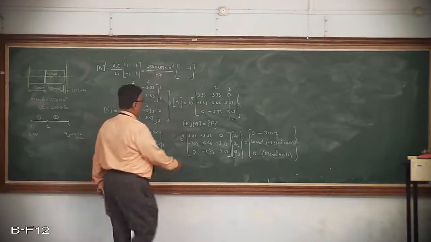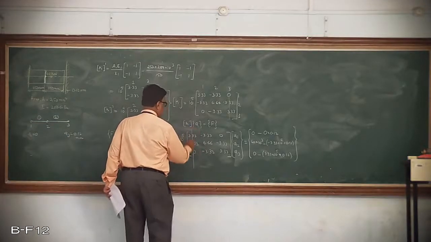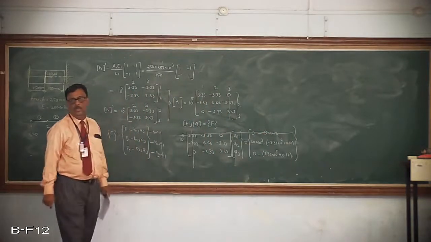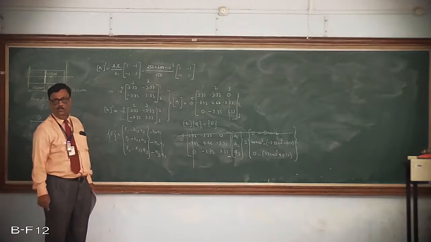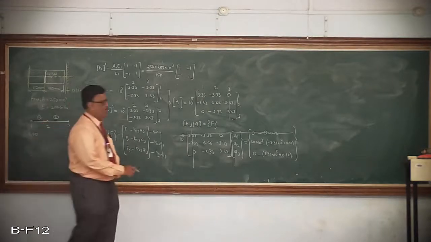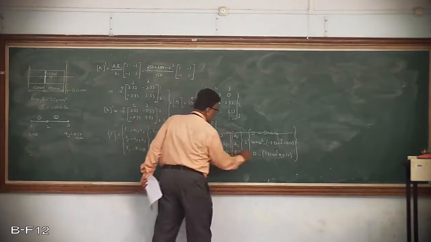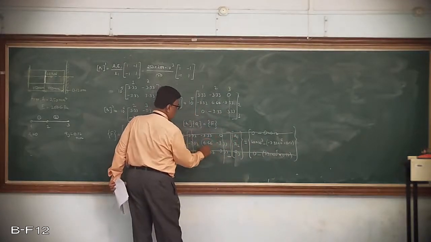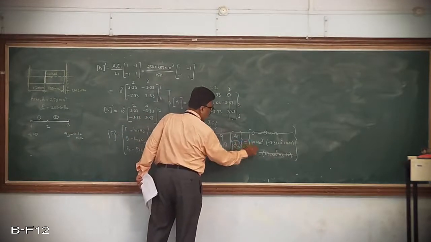So according to the elimination approach, since node 1 is fixed, I need to eliminate the first row and first column. Similarly, for the third node, the boundary condition is specified. So wherever it is specified, I need to eliminate this row and this column. So what is left is this much, Q2 equal to all this.